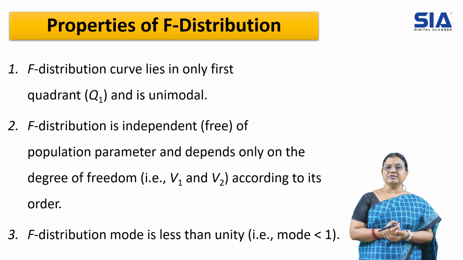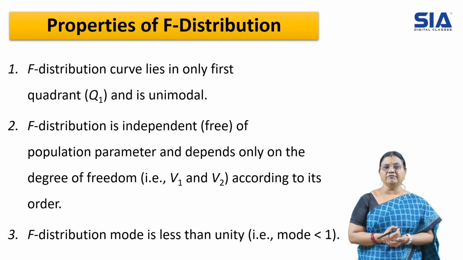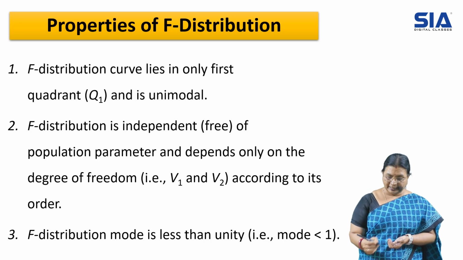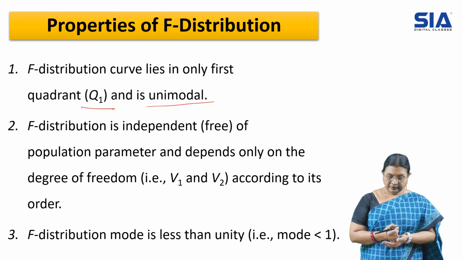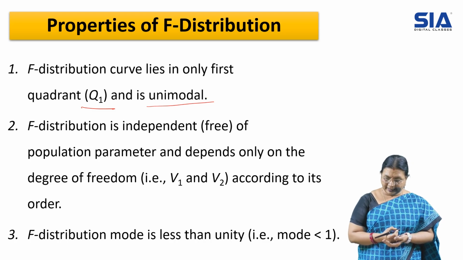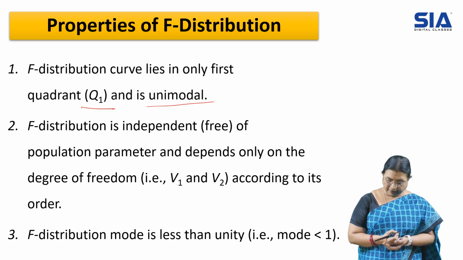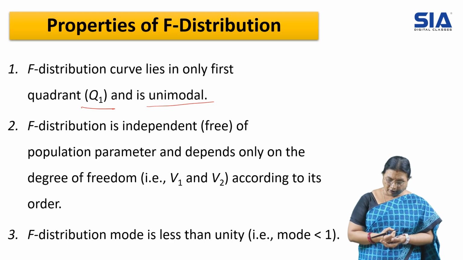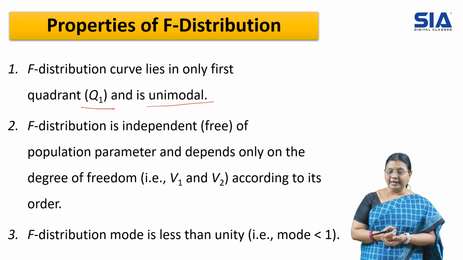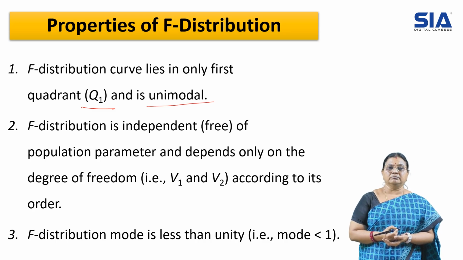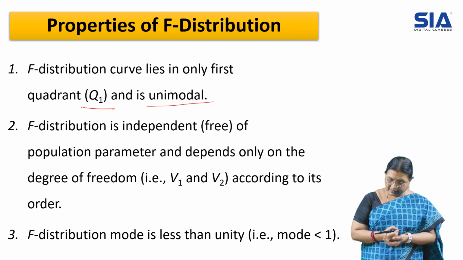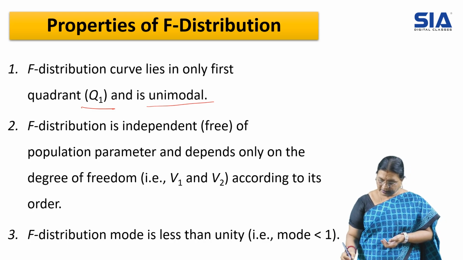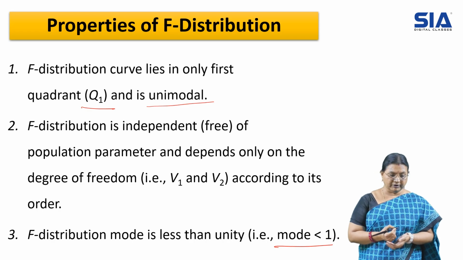Then the properties of the f-distribution: the f-distribution curve lies only in the first quadrant and is unimodal. The f-distribution is free of population parameters and depends only on the degrees of freedom V1 and V2 according to its order. So it is independent of the parameters. Then the f-distribution mode is less than unity, that is the mode should be less than 1.